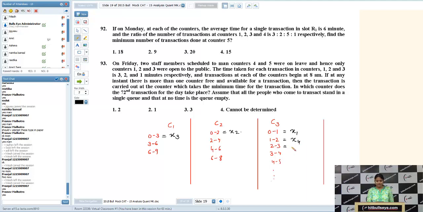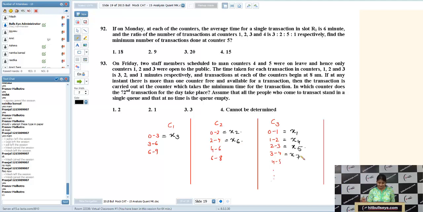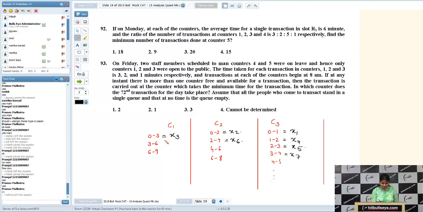Now come to transaction number 5. After 2 minutes, counter number 2 and 3 are both free. But since of that line, whenever there is more than one counter free and available, the transaction is carried out at the counter which takes the minimum time, and this is counter number 3. That's why transaction number 5 will go to counter number 3. Transaction number 6 will be at counter number 2. Seventh transaction will be at counter number 3. Similarly, transaction number 8 will be at counter number 1.